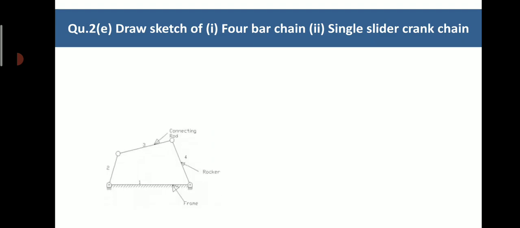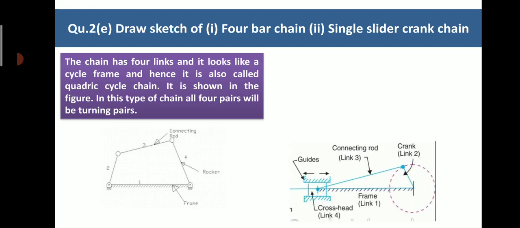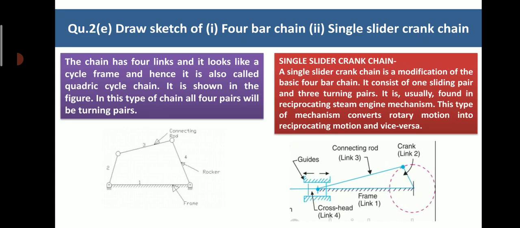So here you will see the 4-bar chain, in which the frame is fixed. This chain has 4 links and it looks like a cycle frame, and hence it is called the quadric cycle chain. It is shown in the figure. In this type of chain all 4 pairs are turning pairs. The second figure is of the single slider crank chain, which is a modification of the basic 4-bar chain. It consists of 1 sliding pair and 3 turning pairs. It is usually found in the reciprocating steam engine mechanism. This type of mechanism converts rotary motion into reciprocating motion or vice versa.